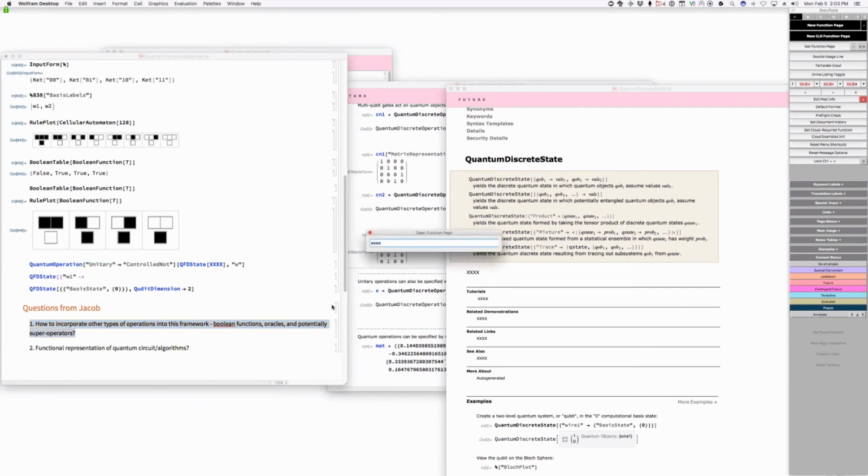Other types of operations, like Boolean functions. Well, I just described an issue with Boolean functions because of this. There's another issue with Boolean functions in that, in general, Boolean functions are not invertible, whereas in quantum they need to be. A very small fraction of Boolean functions are invertible. I've looked for the ones that are, but there aren't very many.